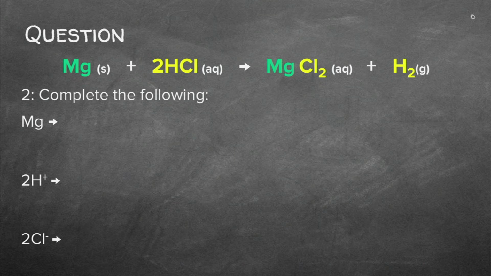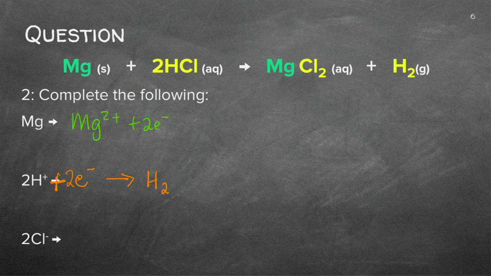Right, second question. Complete the following. You already did it. You actually said that magnesium will go to magnesium 2 plus and 2 electrons. The hydrogen ion will have an electron, 2 electrons accepted. Let's make that a plus, and that will go to become that.